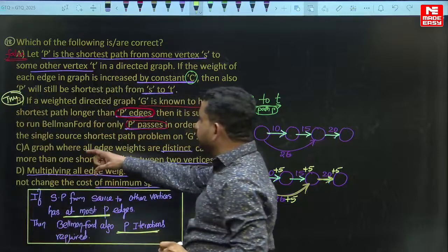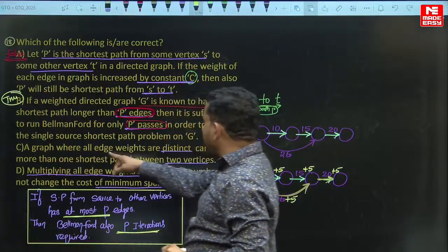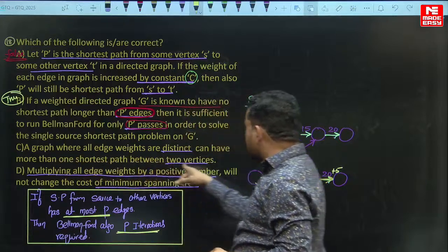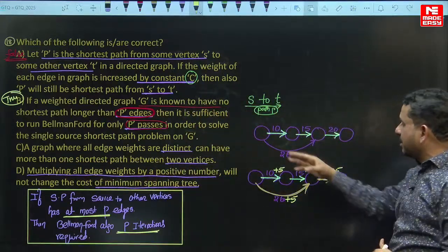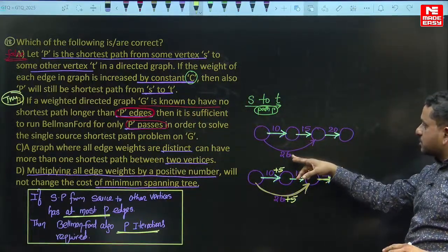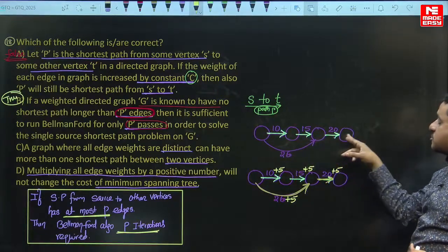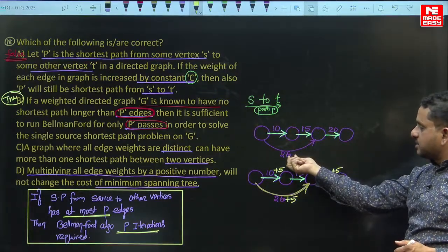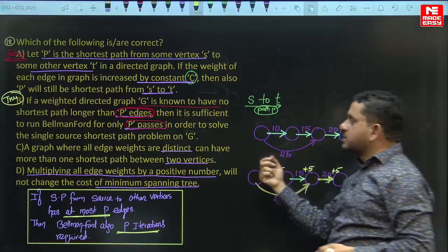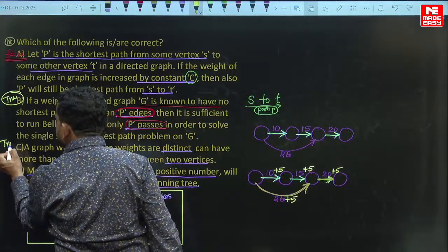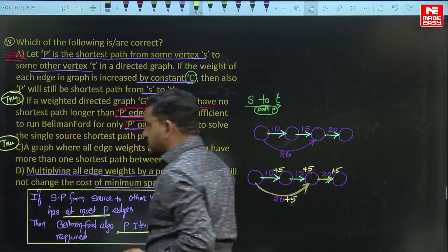Then the third one: a graph where all edge weights are distinct can have more than one shortest path. That's true. Assume this edge is also 25, so this path is 45 and this other path can also become 45 if you take this edge of 25. So more than one shortest path is possible even when edge weights are distinct.